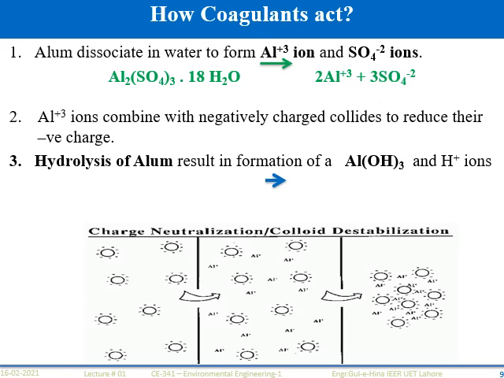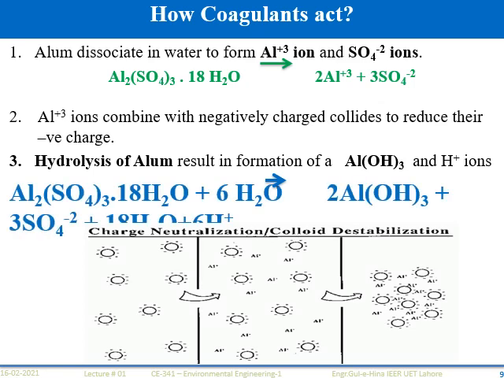Third step is the hydrolysis of alum, which results in the formation of aluminum hydroxide and hydrogen ions. ठीक है, so जो alum है that will react with the water and form aluminum hydroxide. It will release sulfate ions and also produce some water and hydrogen plus ions. जैसे कि आपको ये नीचे फिगर में एक्सप्लेन किया हुआ है.